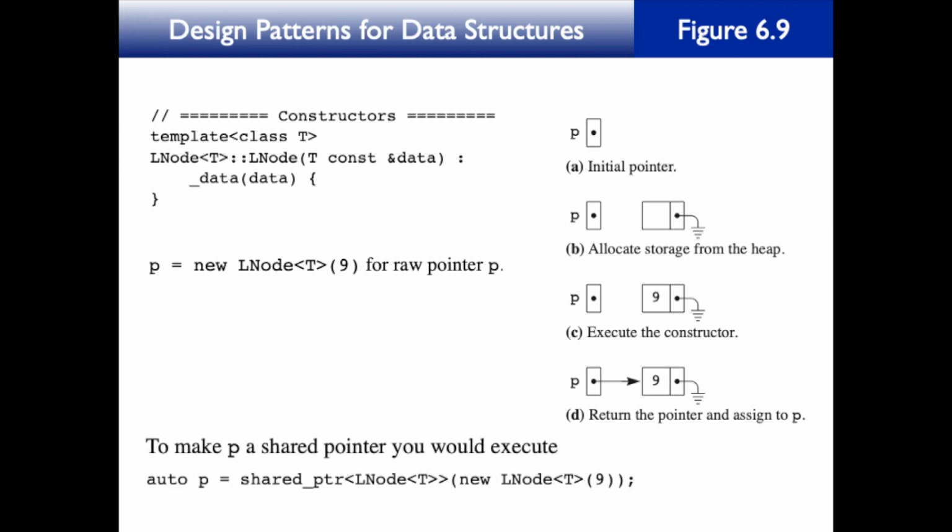If you want P to be a shared pointer, which is normally the case, then you have to put this code, new L node T 9, in the constructor for the shared pointer. And so it looks like this. To make P a shared pointer, you would execute auto P gets shared pointer to an L node, and then in the parameter for the constructor, in between the parentheses, we put the new L node T 9. So this is a little recipe of how you allocate a new node from a heap with a smart pointer.